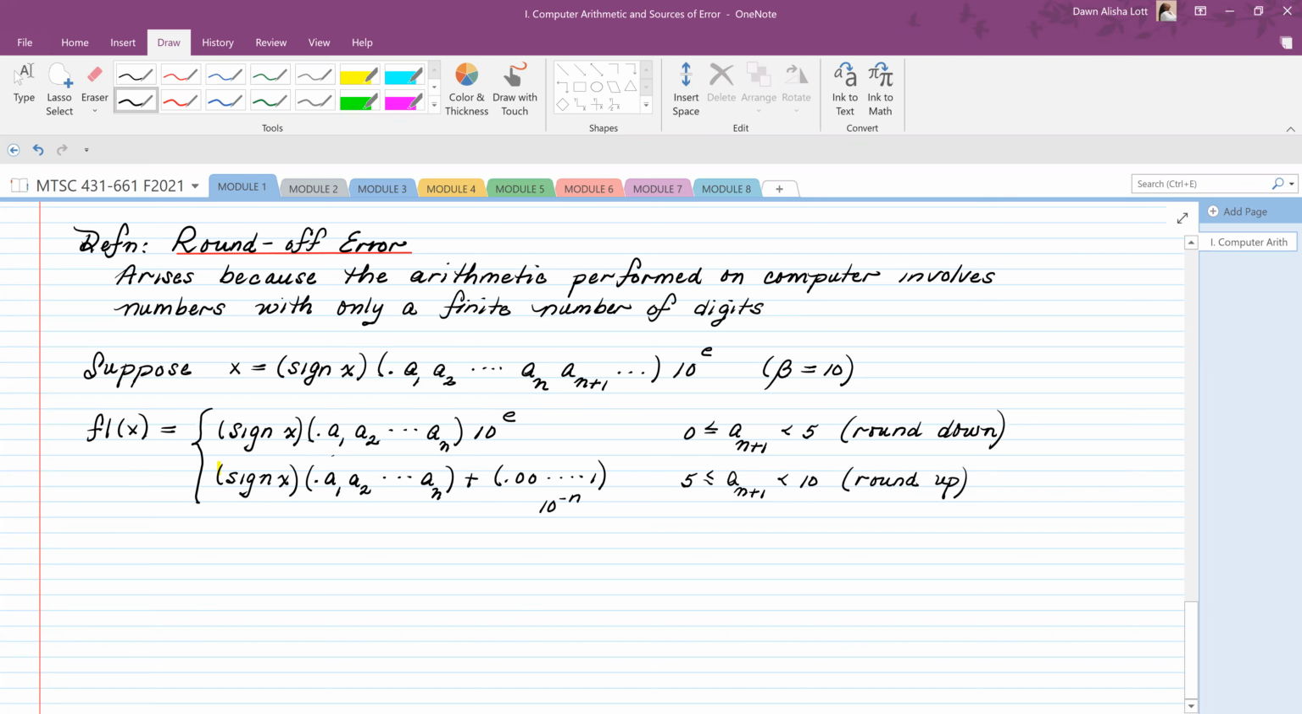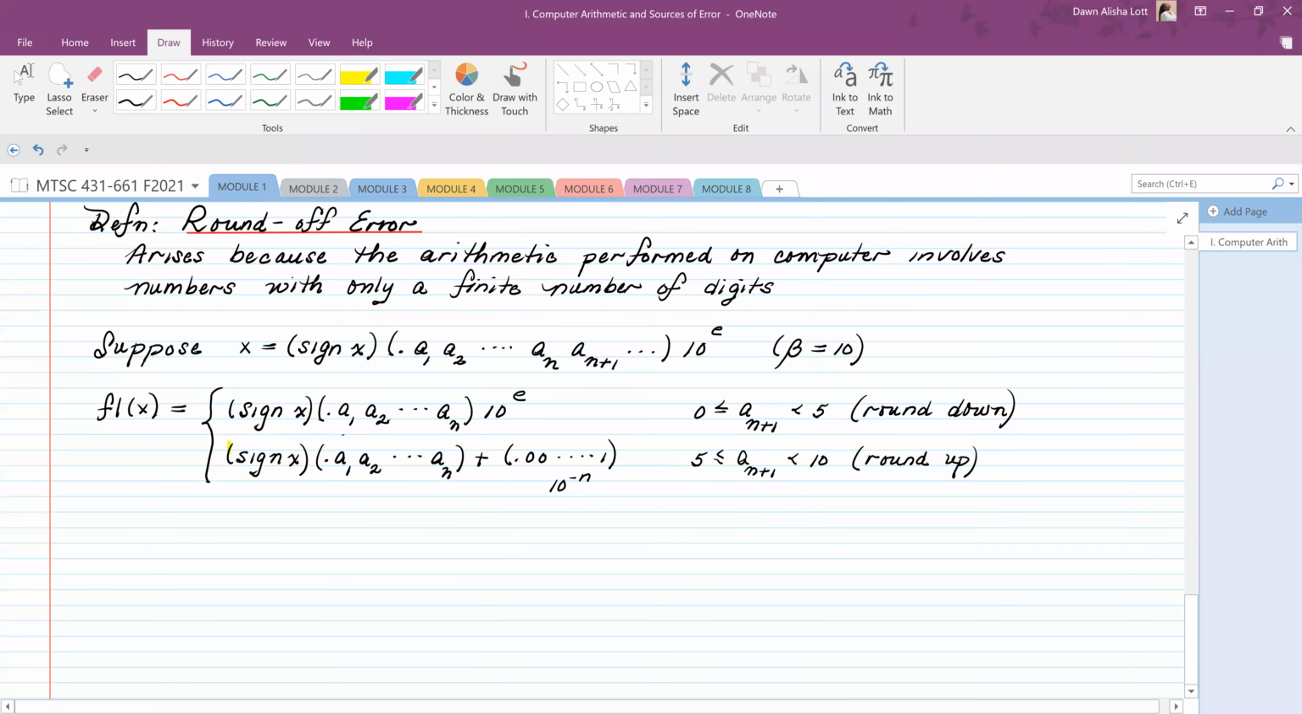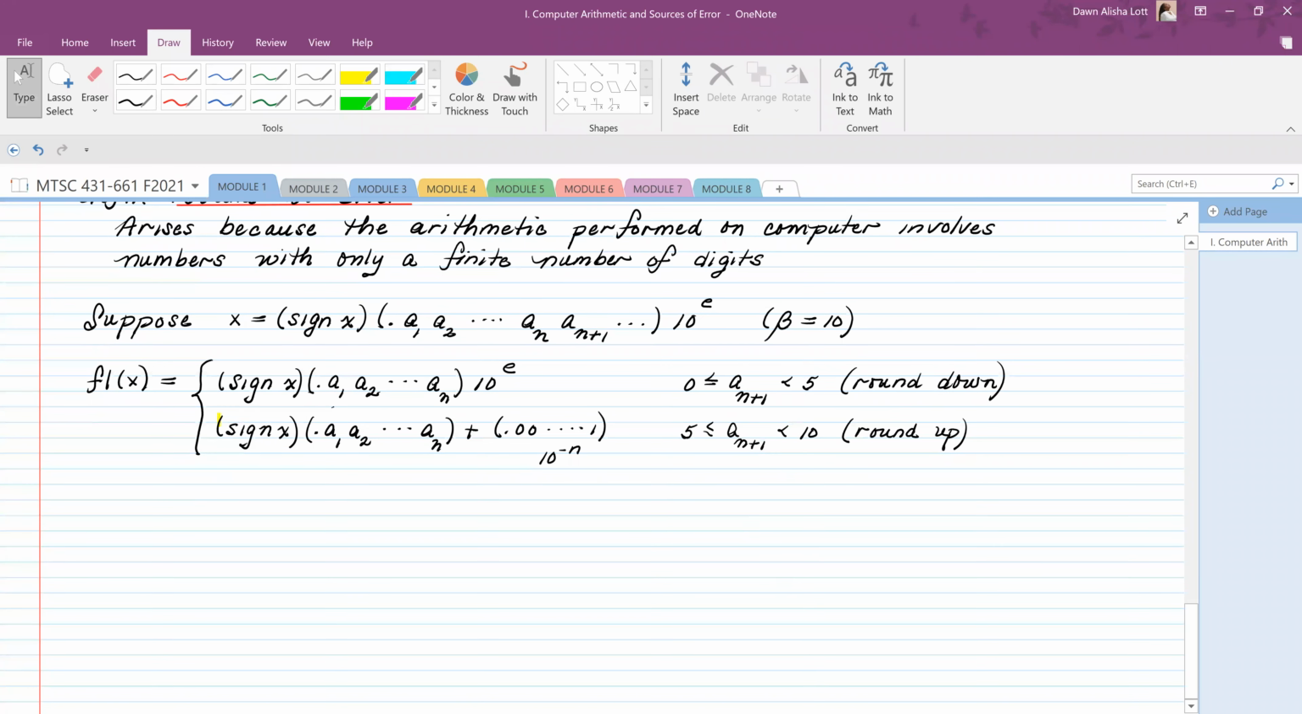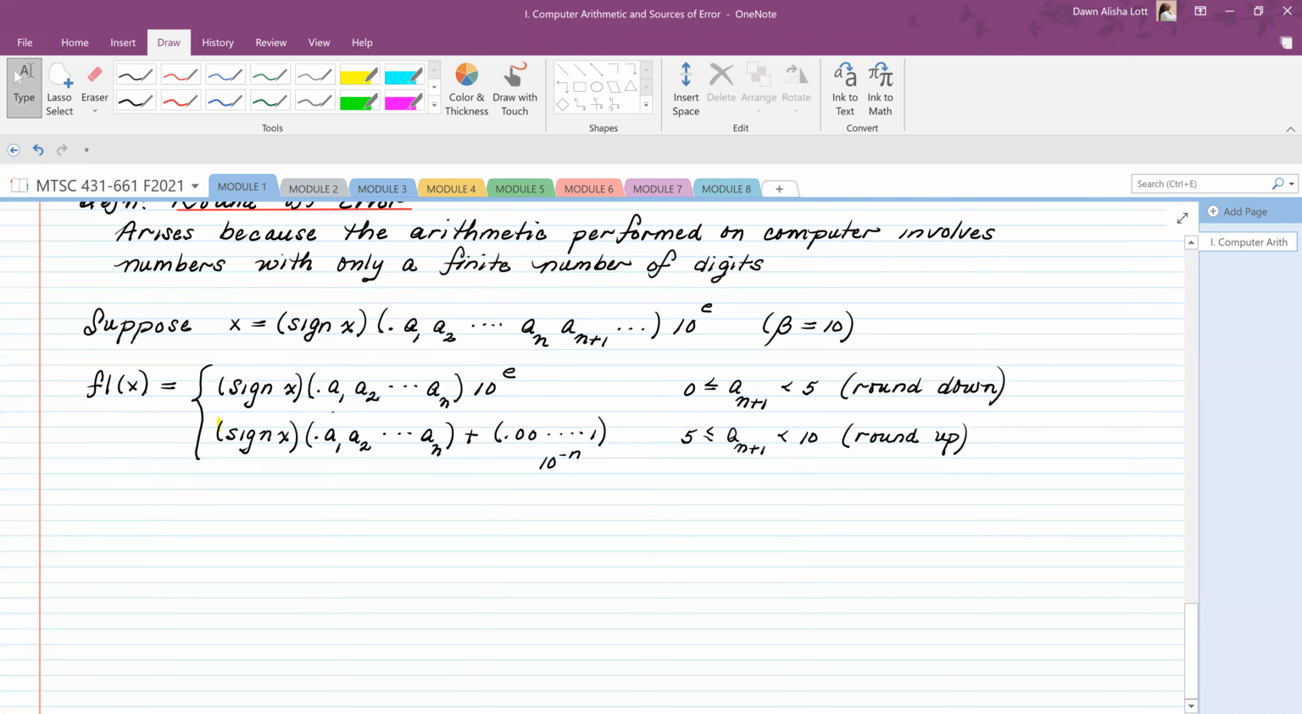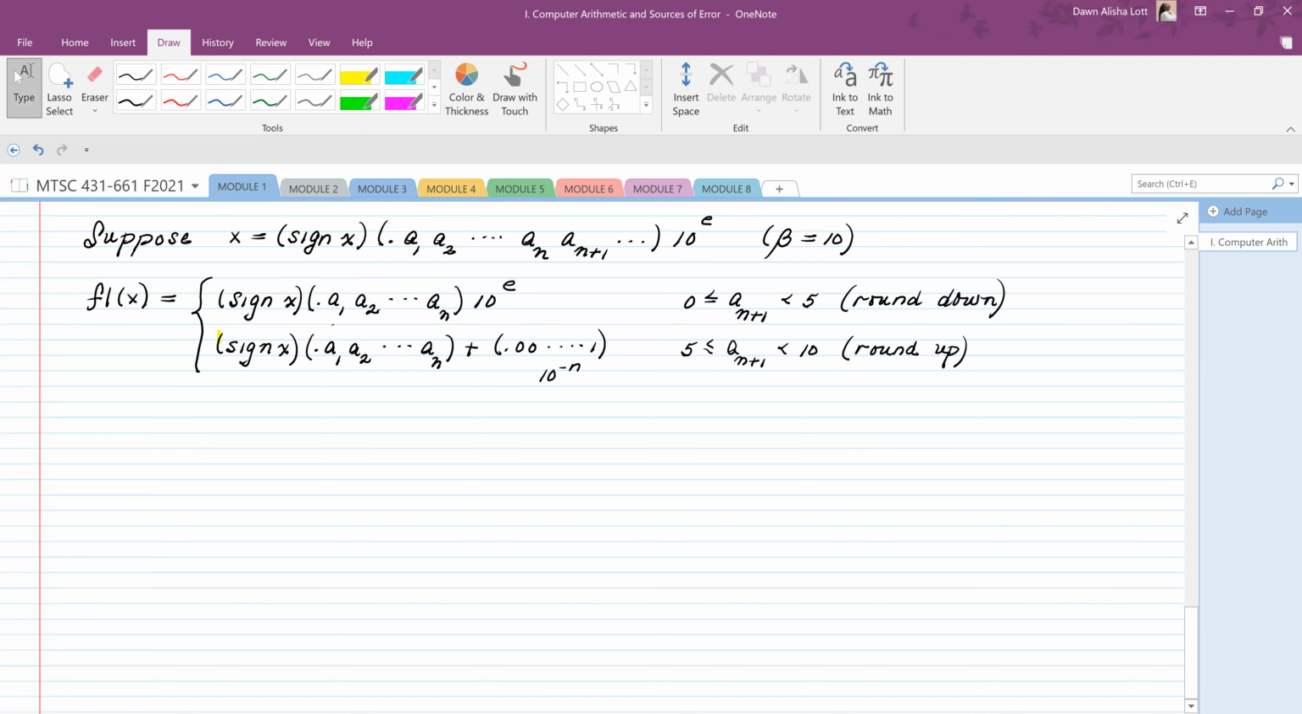Okay. Any questions about that? This is an abstract way of thinking about rounding. We're used to seeing it very concrete. Okay. So what's the error in the floating point approximation of x? Well, that's just x minus FL of x.